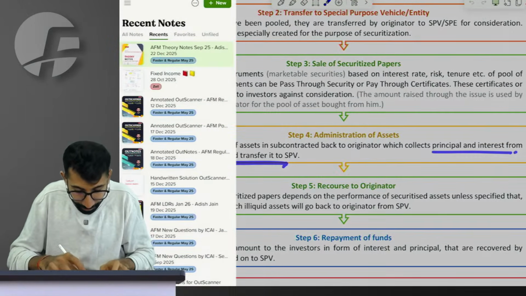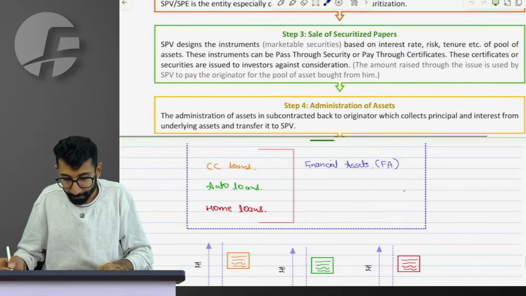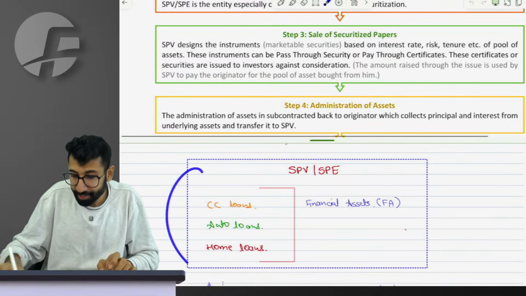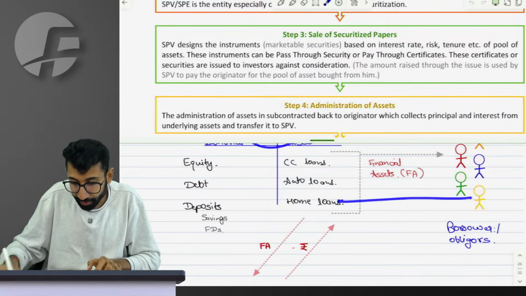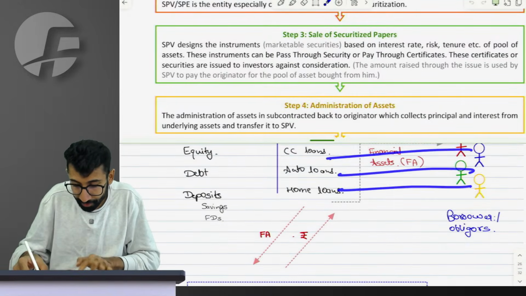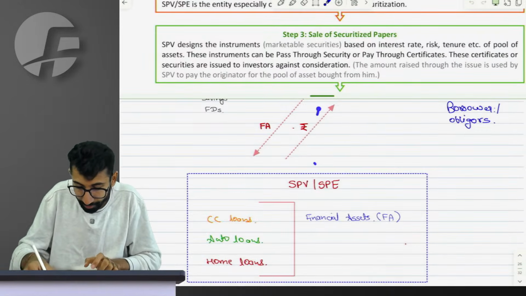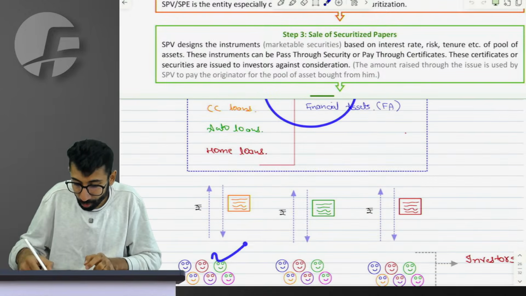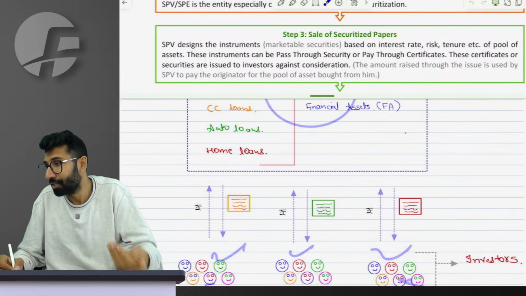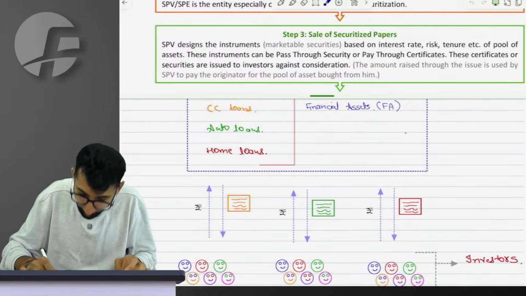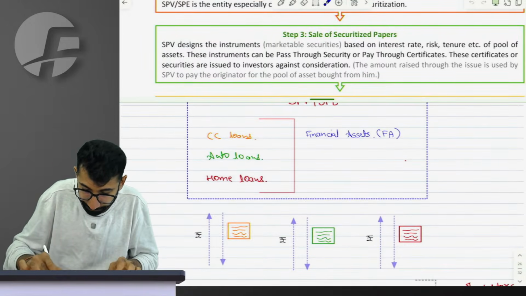People in the class, you see this. The asset remains with the SPV. The management is done by the originator. They will collect the installment, interest, everything, and they will pass it on to the SPV. Then the SPV will figure out how to pass it on to the investor depending upon the type of security we are yet to learn about. Perfect. Fine, sir. Sir, next.